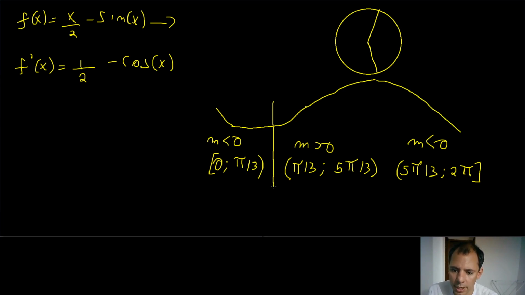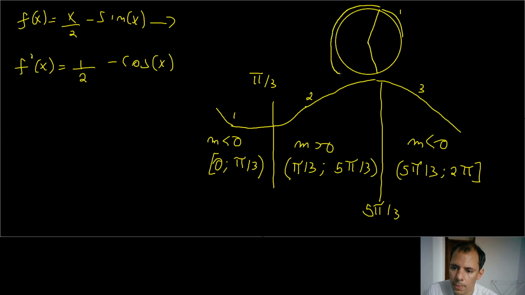What is at this point here? Well, at this point, x equals pi divided by 3, and at this point here, x equals 5 pi divided by 3. So this is going to be the first domain, the second domain, and the third domain. The first domain is this one. The second domain is this one. The third domain is this one, all the way up to here. This is the third domain.